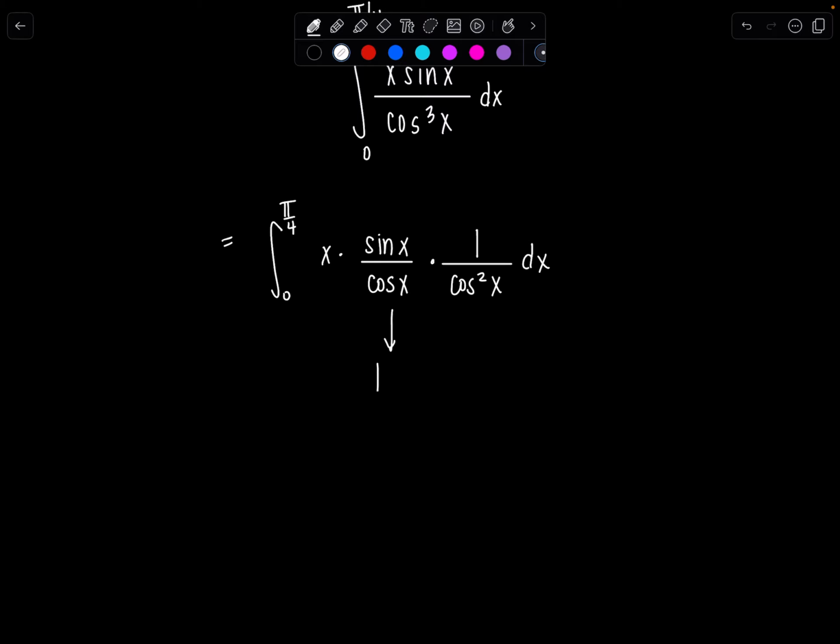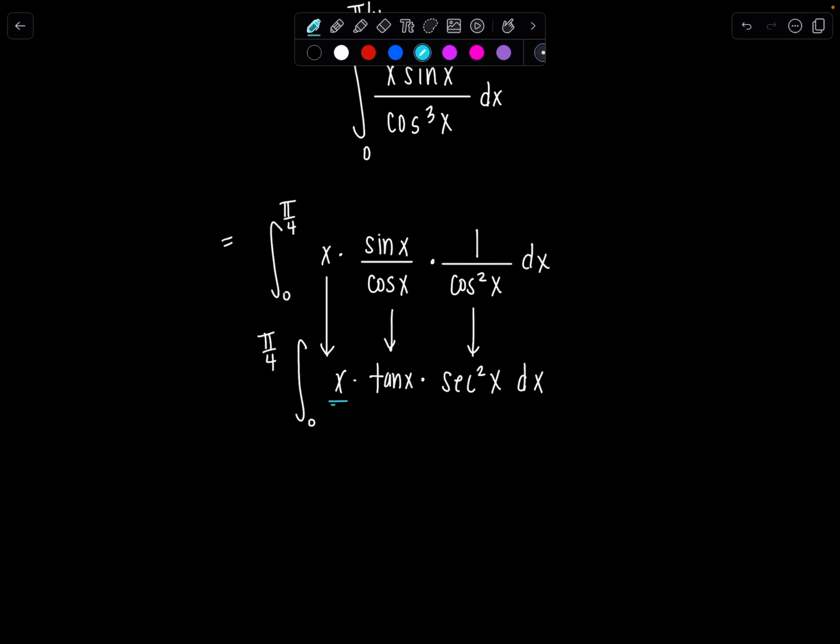Well, sine x over cosine x, that's going to become tangent x. What's 1 over cosine squared x? Good, it's secant squared x. And then we still just have lonely little x over here. Okay, great. 0 to pi over 4. So actually, we're pretty much ready to go with integration by parts.